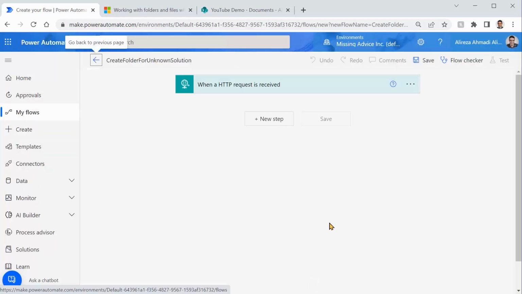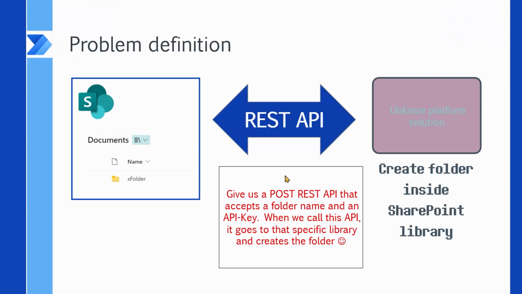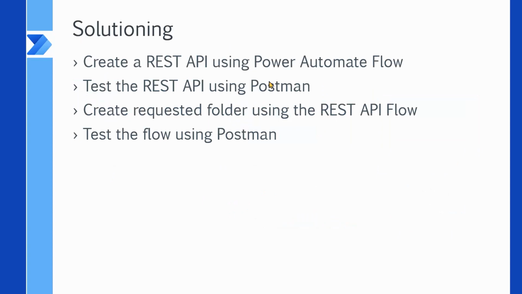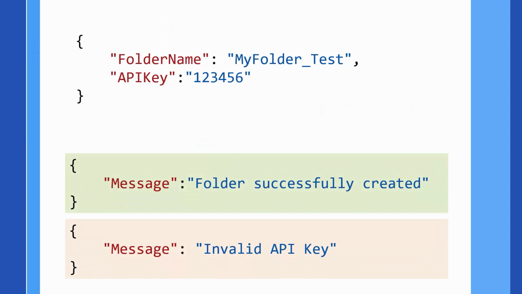Now, before we actually start working with this, let's decide on the messages that we want to exchange between that unknown solution and the REST API that we are going to create. In general, we need to create a REST API using Power Automate flow. We test the REST API using Postman. Then we create the requested folder using the REST API flow that we just created. And finally, we test it in Postman and give it to those guys. The messages that we want to exchange, the request is going to look like this. Just simple JSON message, which contains folder name and the API key.